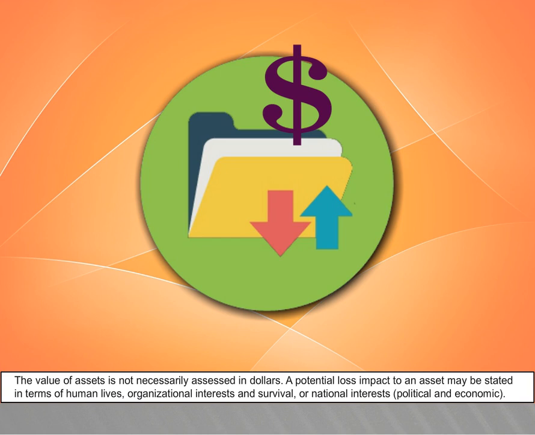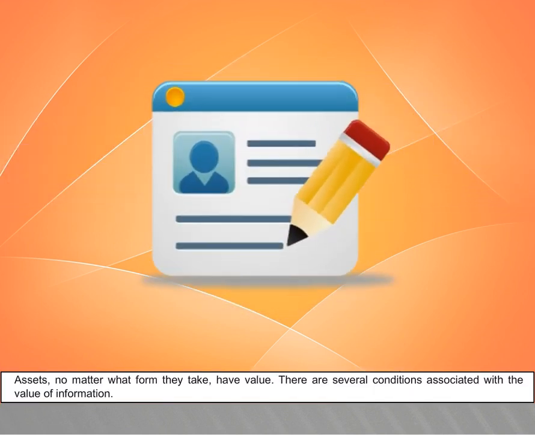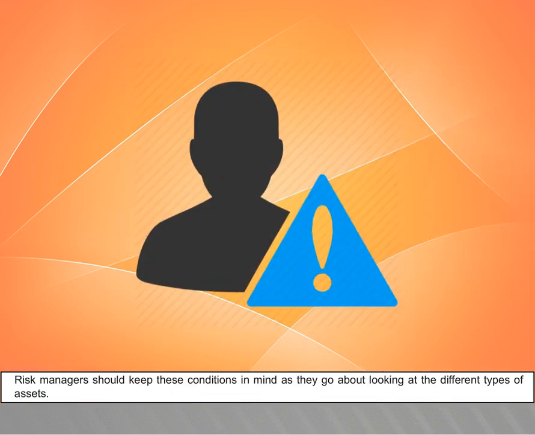A potential loss impact to an asset may be stated in terms of human lives, organization interest and survival, or national interest, that is political and economic. Assets, no matter what form they take, have value. There are several conditions associated with the value of information. Risk managers should keep these conditions in mind as they go about looking at the different types of assets.